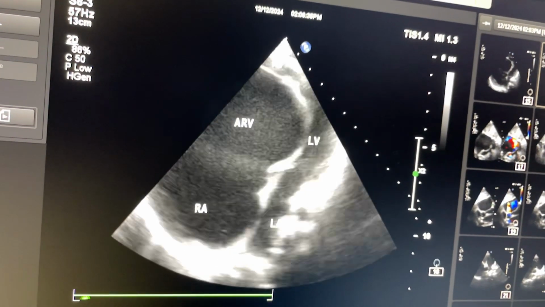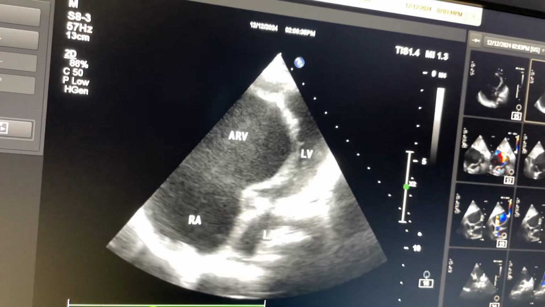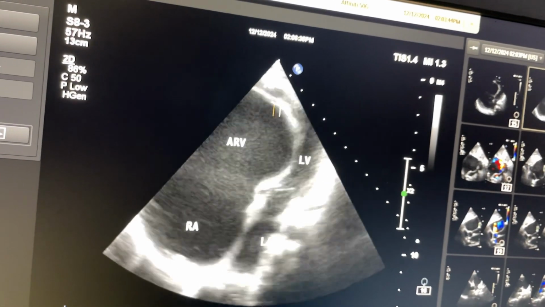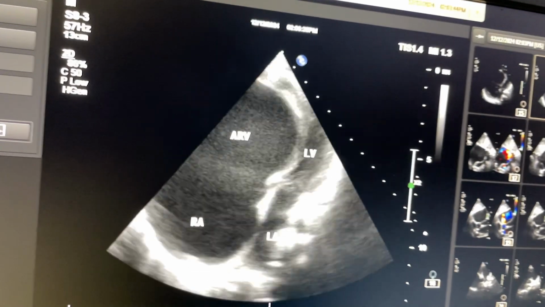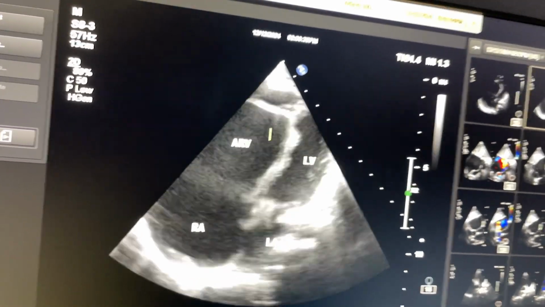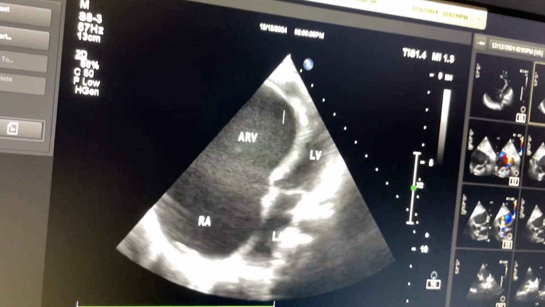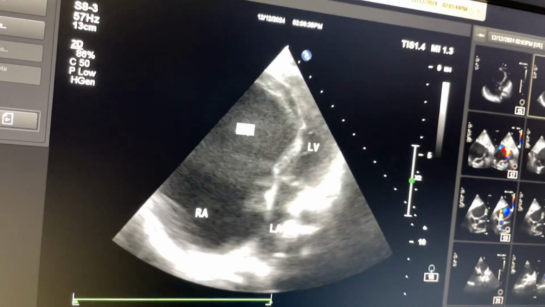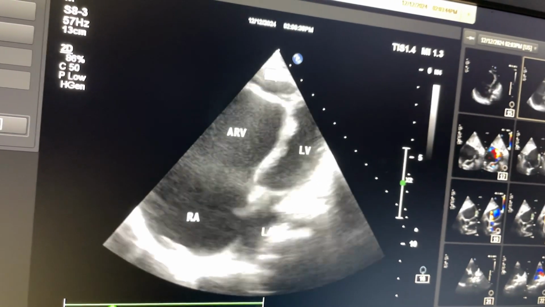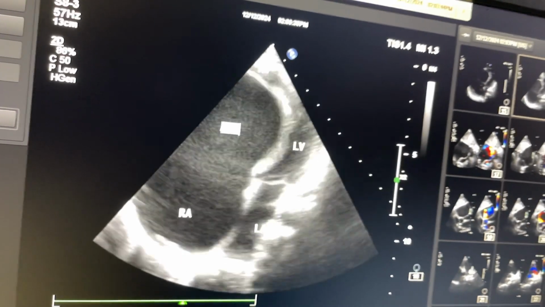Mitral valve is taking origin from here, but the septal leaflet of tricuspid valve is taking origin from here. So this is the case of Ebstein syndrome because the septal leaflet of tricuspid valve has shifted very much towards apex. So this is atrialized right ventricle, and this is true right ventricle. This is right ventricle, true right ventricle. This is right atrium, and this is atrialized right ventricle.